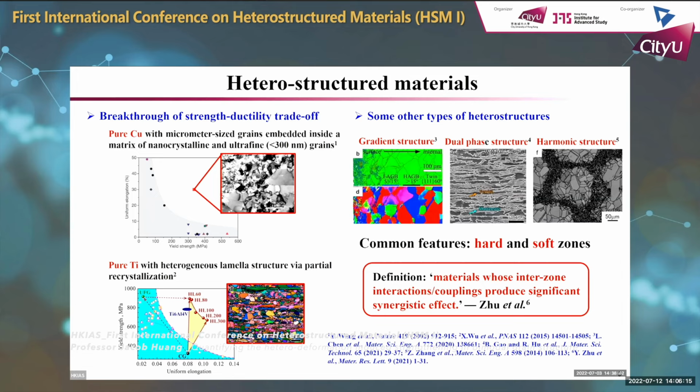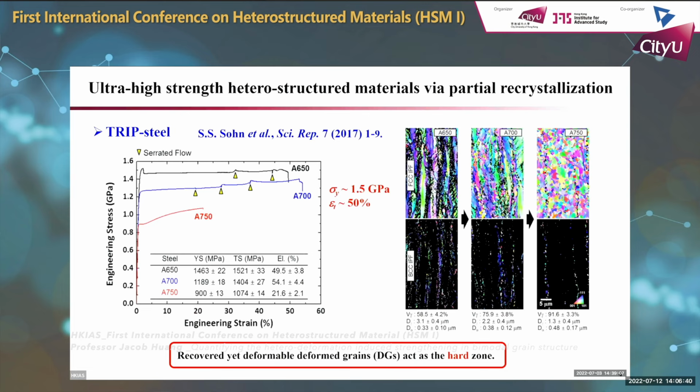So to further classify such heterostructured materials, Professor Zhu Yunqian gave a definition in 2021: materials whose interzone interaction or couplings would produce significant synergistic effects. Recently, there have been a few studies that strategically tuned the partial recrystallization in combination with some traditional strengthening mechanisms, for example precipitation hardening or others, as a kind of heterostructure to achieve ultra high strength, yet maintain decent ductility.